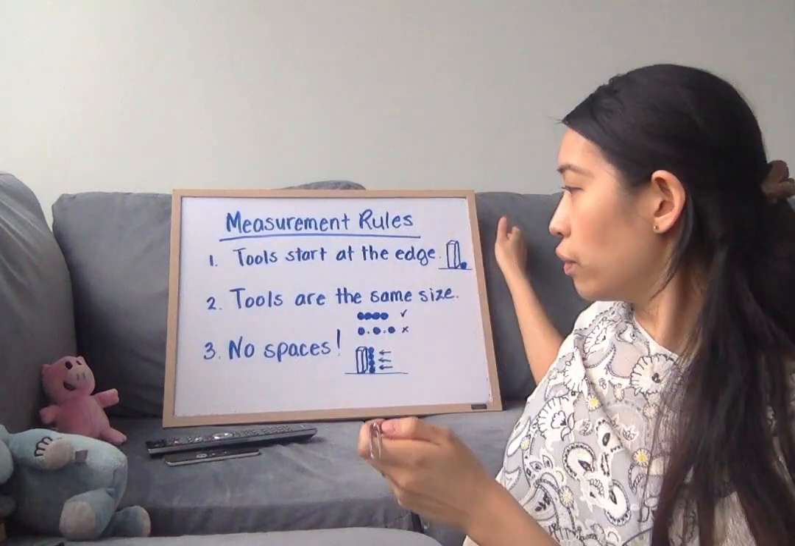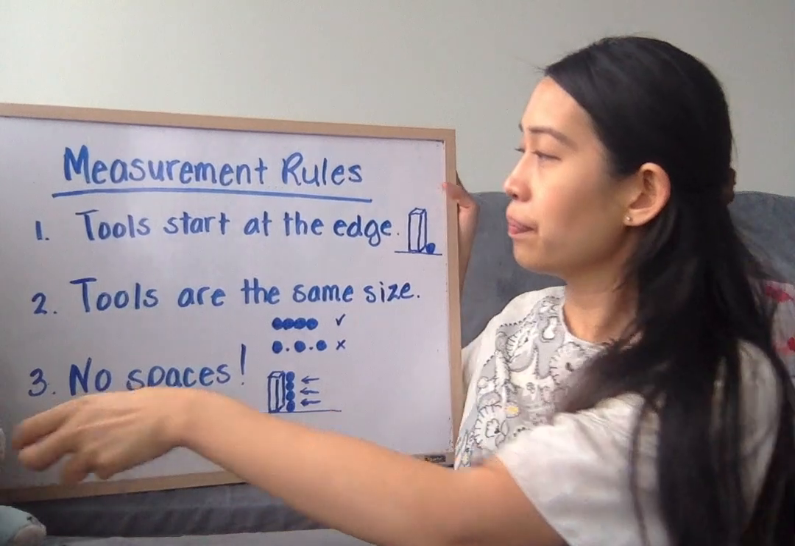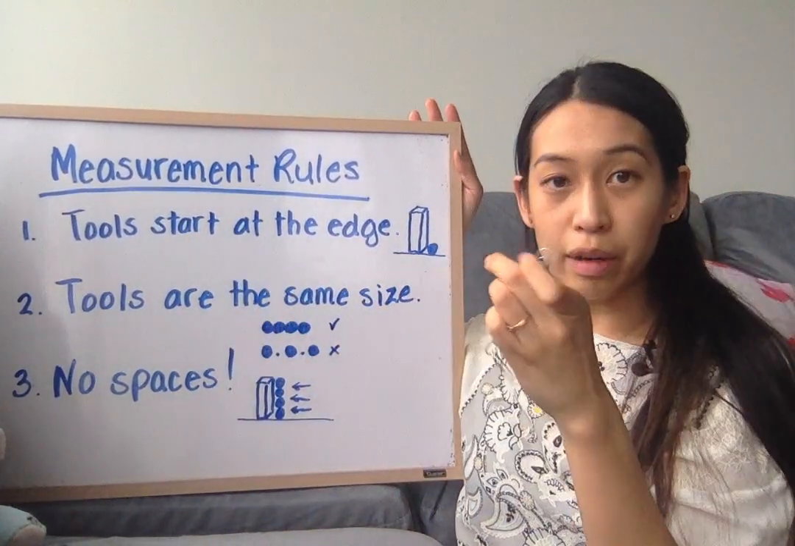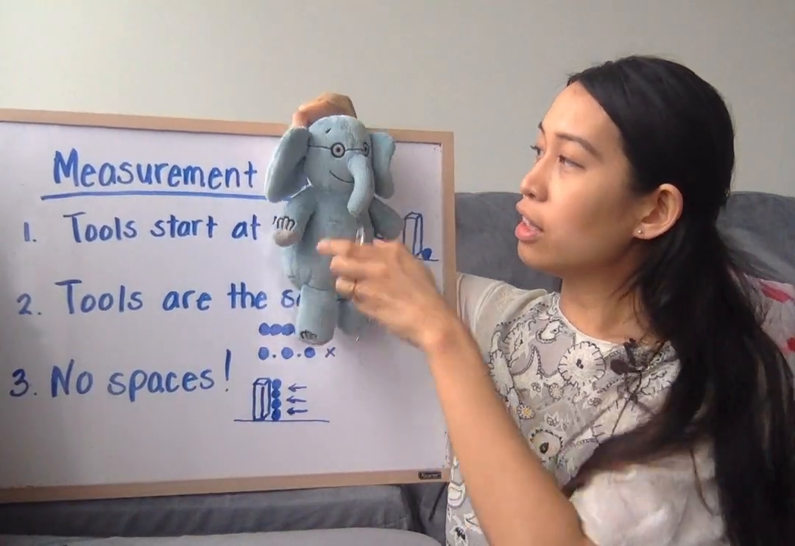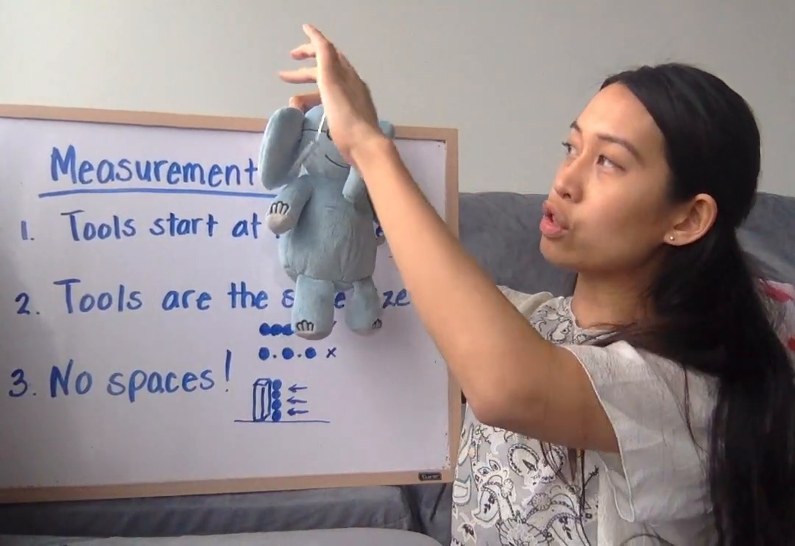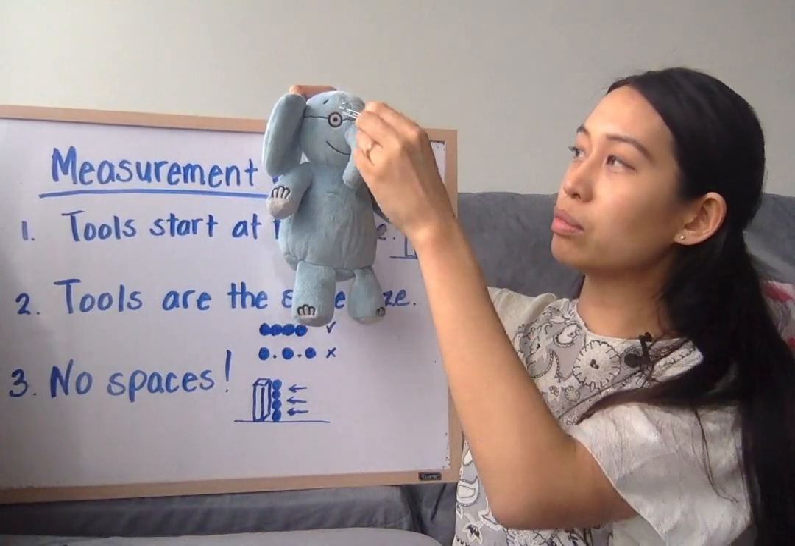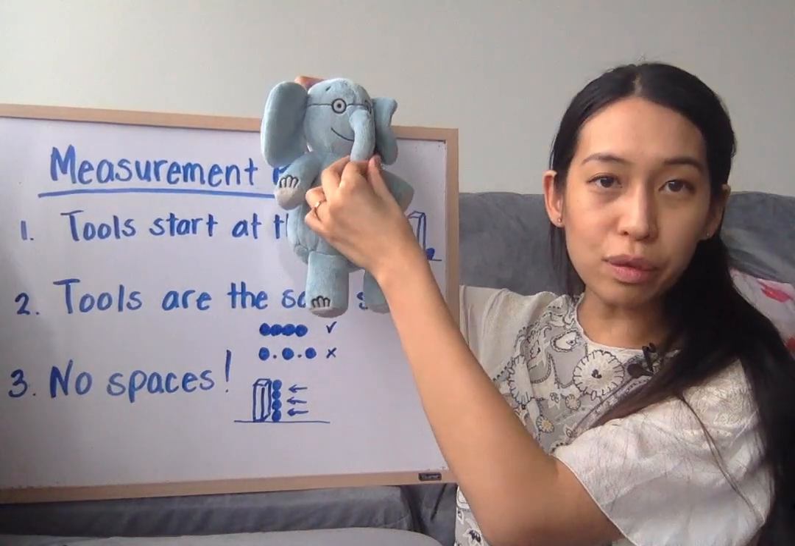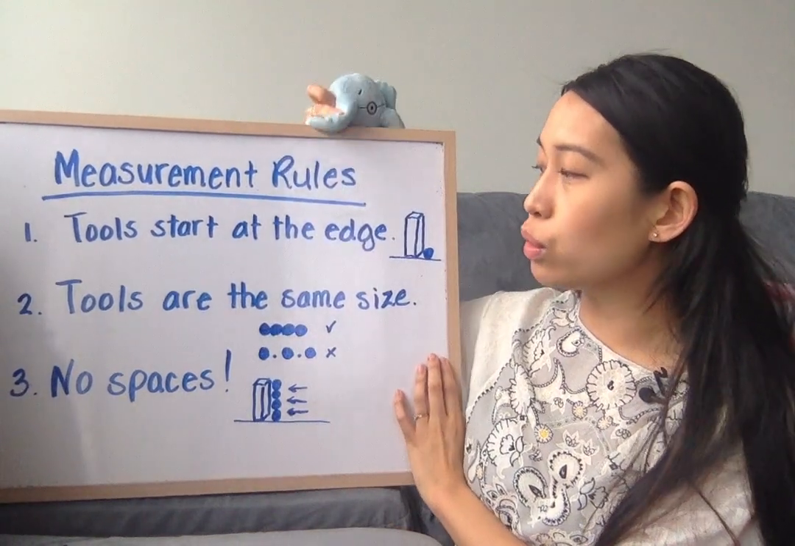Now let's just review some measurement tools. Over here I have them. So when we're measuring, our tools start at the edge. Just like when we were measuring elephant, we have to make sure that we start from the edge. So pretend there's a line right above his head. That's where we start. We don't start measuring how tall he is from the bottom of his nose, because that wouldn't be accurate.